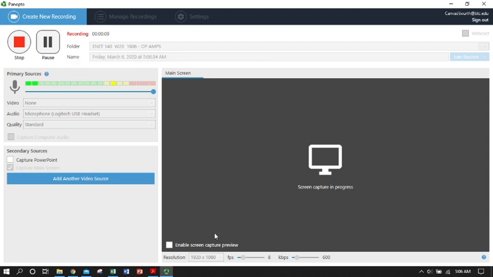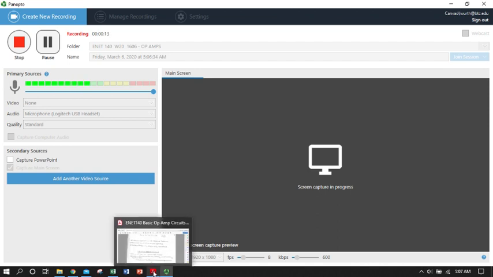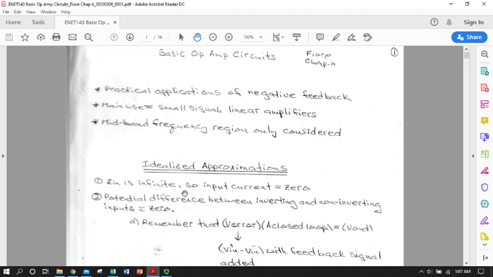This morning is the first of the recorded lectures for Fiore's Op Amps textbook, Chapter 4, entitled Basic Op Amp Circuits. Here we leverage all of the theory of negative feedback that we went through in Chapter 3, and roll that into a couple of big rules for how to deal with idealized op amps that have negative feedback circuits hooked to them.